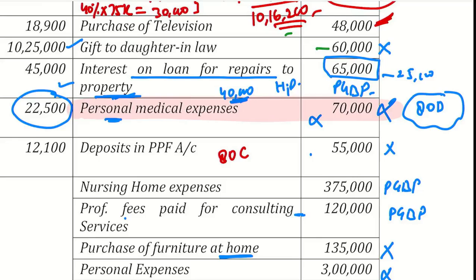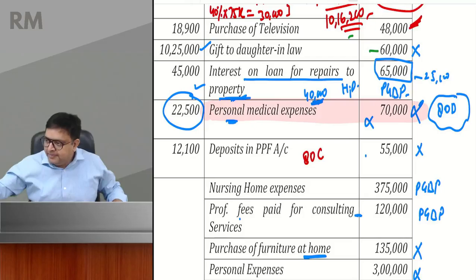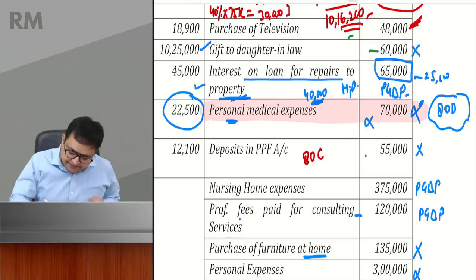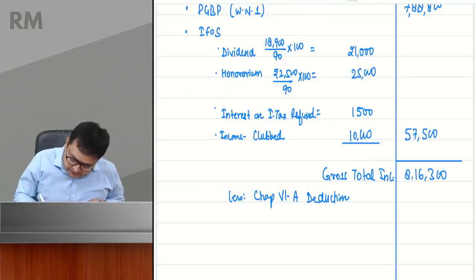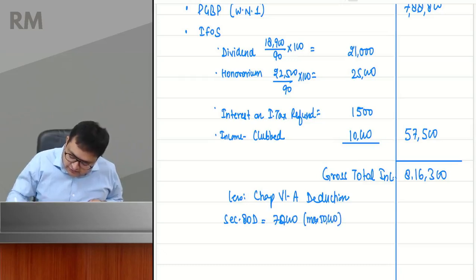See, for normal people, who are not senior citizens or super senior citizens, it is 25,000. But for senior citizens and super senior citizens, it is 50,000. Give them 80D, Section 80D. 70,000, but maximum 50,000. So 50,000 will be given as the deduction.